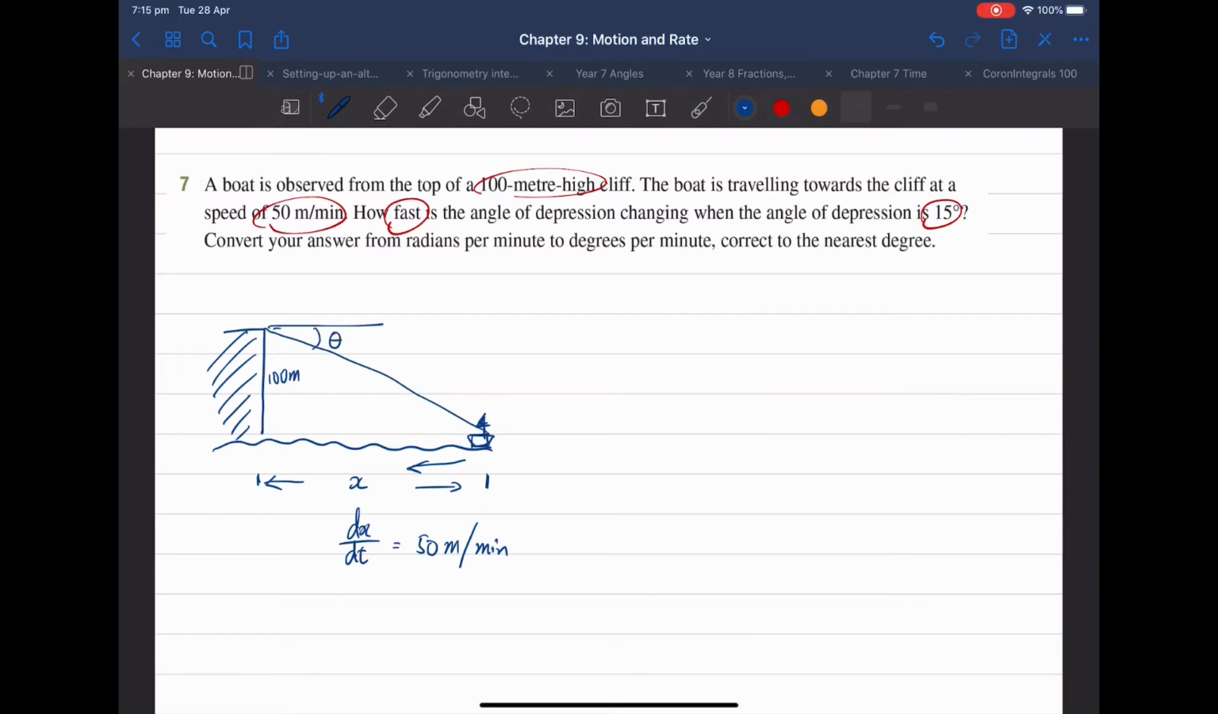That angle here is angle theta. Now if we use the property of angles on parallel lines, the alternate angles must be equal to each other. So that is also angle theta here. The question asks us d theta over dt, how fast the angle is changing. So this is what we need to find: d theta over dt. So how do we do it?